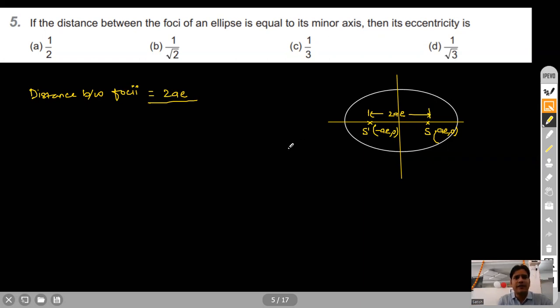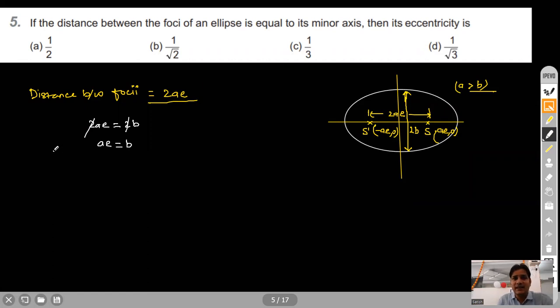If the distance between foci of an ellipse is equal to its minor axis, okay? Here we are considering A is greater than B, so the minor axis is this thing basically, right? This will be our minor axis, and its length is basically 2B. So as per the question, this 2AE, the distance between two foci, is equal to its minor axis. And what is the minor axis? That is 2B. So this 2 got cancelled out. We are left with AE is equal to B.